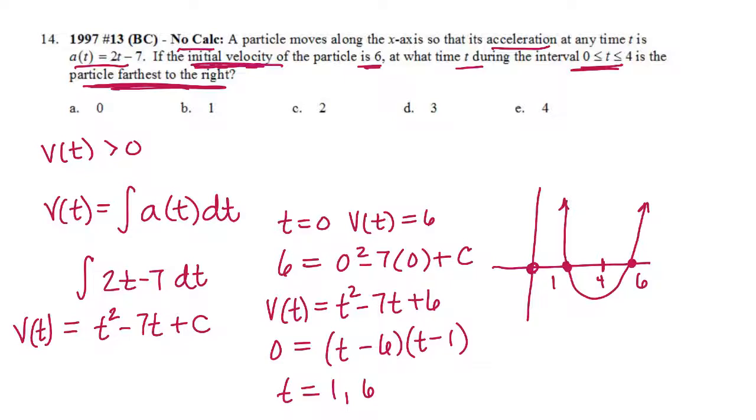So notice where the farthest to the right would be. Well, the particle is moving right this whole time until it gets to that first intercept of 1. Then the particle starts moving back to the left until it gets here, and then it moves back to the right. So the farthest to the right, I would expect, would be at time 1. So that's going to be answer choice B.